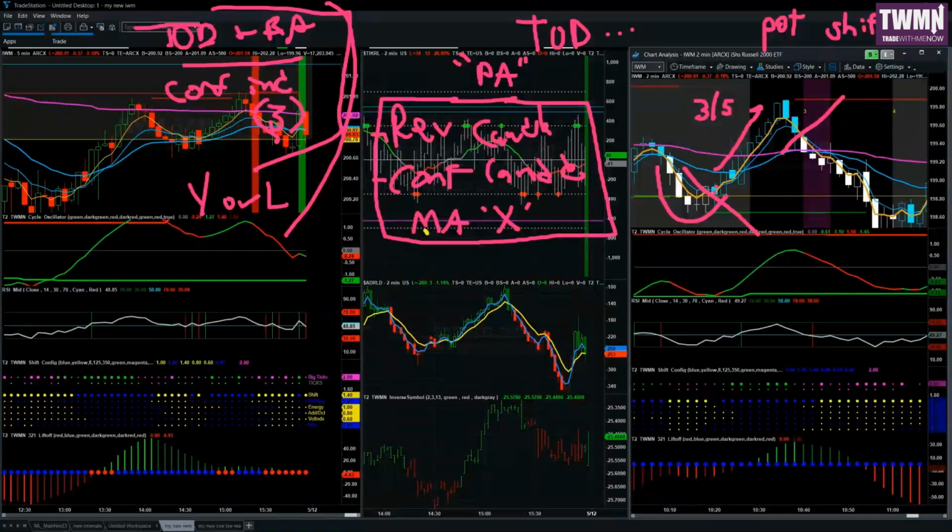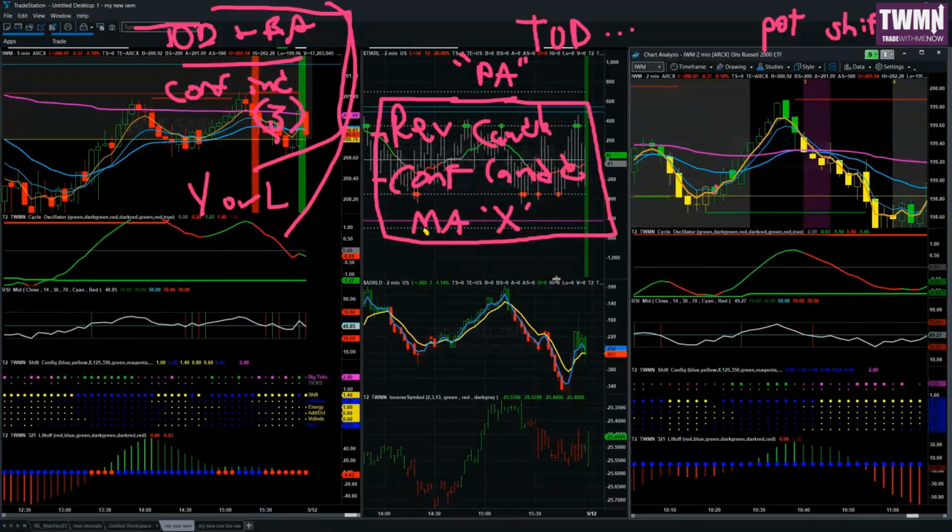So now it's time to do what? Now that I've confirmed the potential shift, I got the reversal candle, I got the confirmation candle, I got the moving average cross, and price is above the moving average. Okay? So now that I've got reversal candle, confirmation, and moving average cross, now I look for my 3 indicators. This is where the magic happens, ladies and gentlemen.